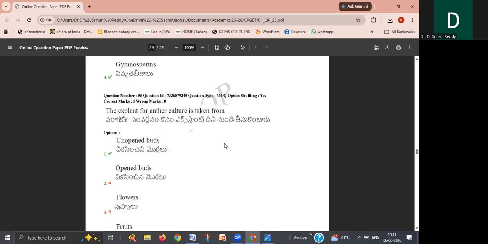There is pollination from one plant to another plant. To make sure that we are using the explant from the genuine plant, we have to use the unopened buds. If we use opened buds, some pollen from other plants may also fall on that flower. So we always use unopened buds for pollen culture or anther culture.